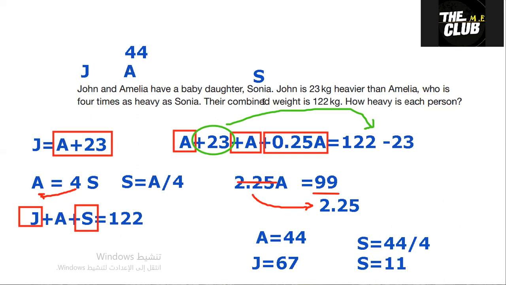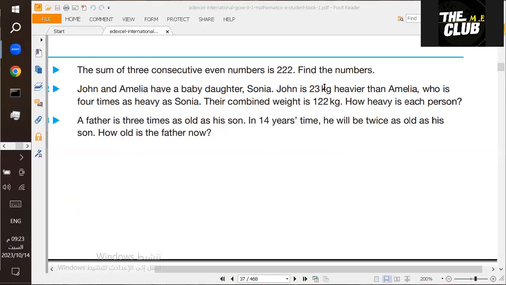And this is the idea of this question. First, we formed an equation, and then we solved the equation by putting one variable only in the equation. Then we found the values, or the weights, of each one of them. That's the idea of the question, okay? I hope you understood it. Let's move on to the next one.